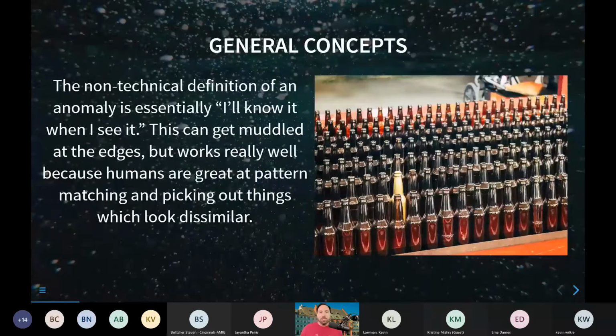Essentially, an anomaly is I'll know it when I see it. I mean, you already see the anomalous entry in this image here. I don't have to show you. I don't have to point to it or explain it. You know what it is. This can get a little muddy at the edges, but it turns out that humans are really good anomaly detection engines. We have excellent pattern matching skills. We get confused from time to time, but on the whole, we do a really good job of telling when something is not the same as everything else.